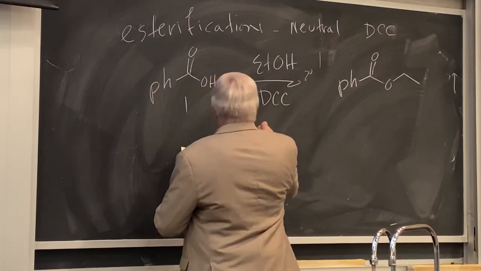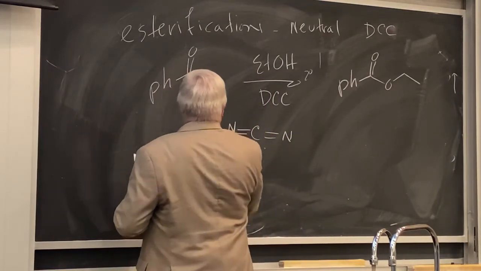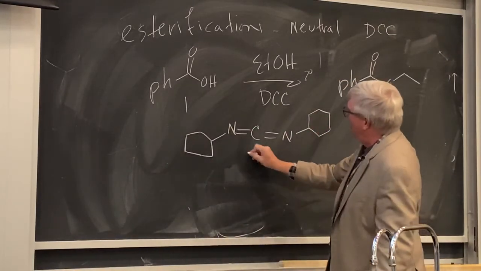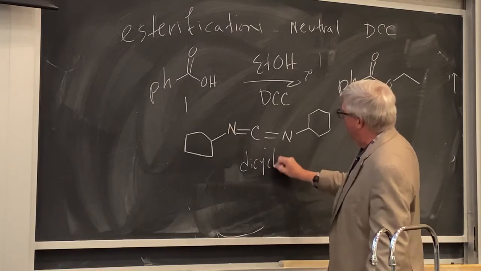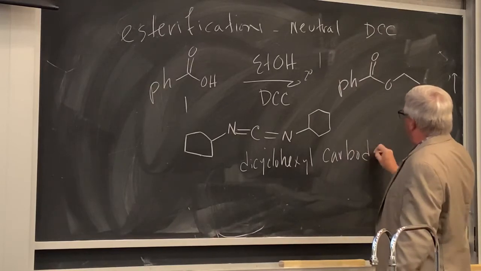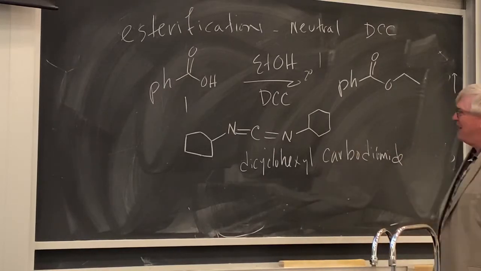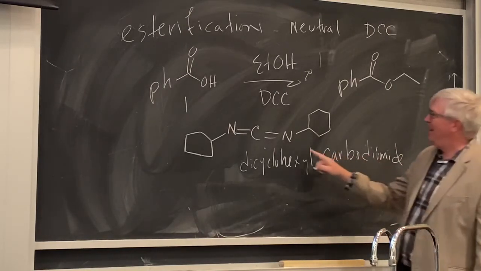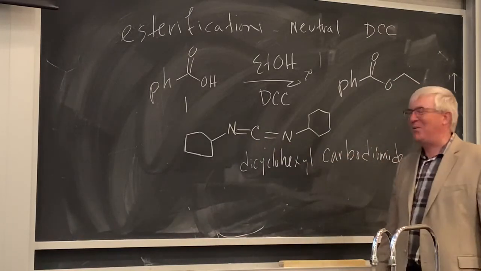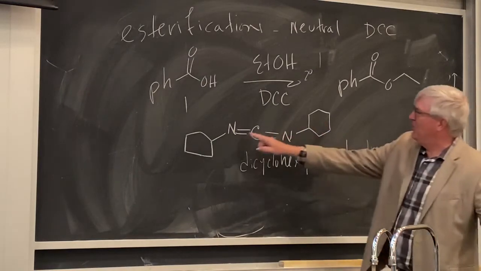And what's DCC? Well, it's a carbodiimide. And it's got 2 cyclohexyl groups on it there. And yeah, this is the carbodiimide. So it's dicyclohexyl and carbodiimide. Diimide, well, we just told you what an imide is. Imide is a diacylamine, but a diimide is actually a carbon with 2 imines on it. That's where the term comes from. Carbon with 2 imines, carbodiimide. And the cyclohexyls are just on the side here.